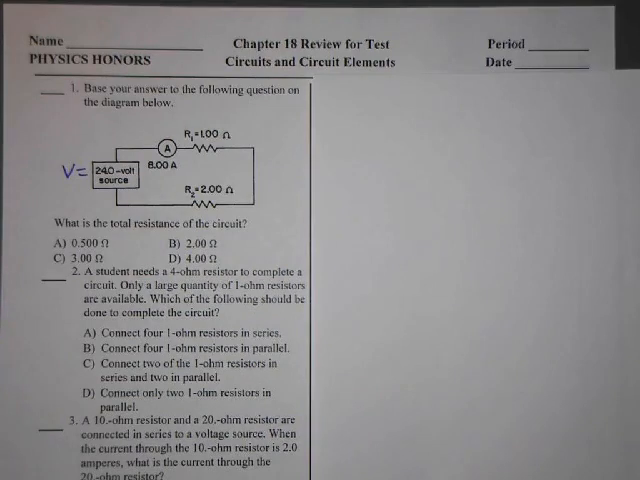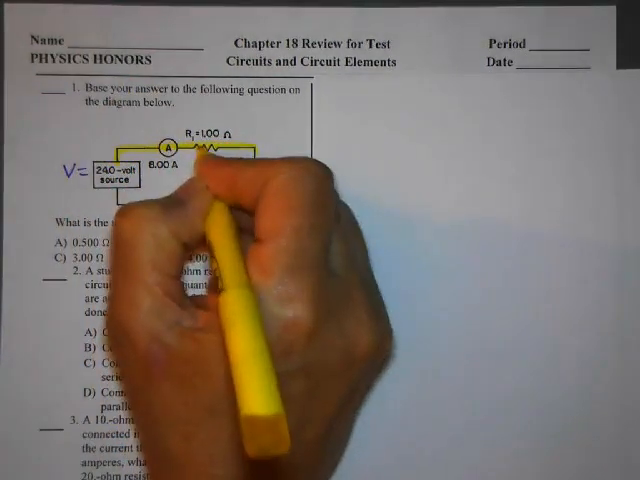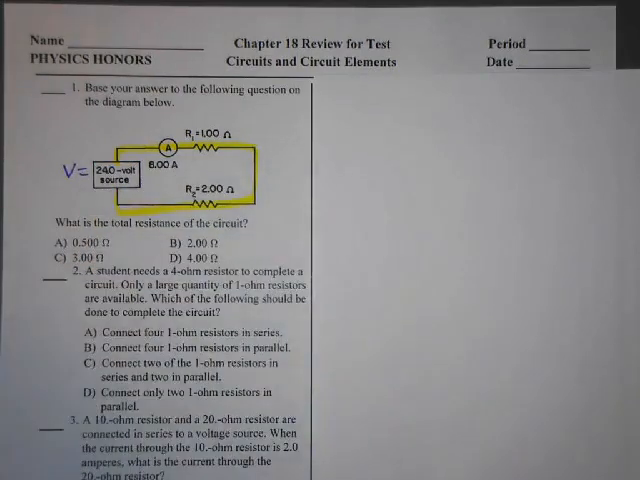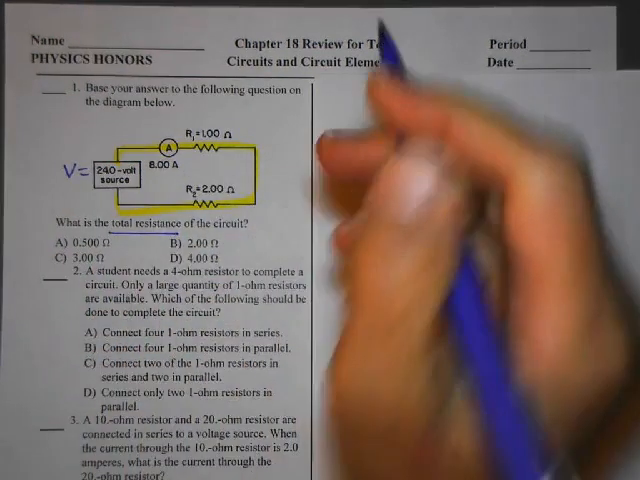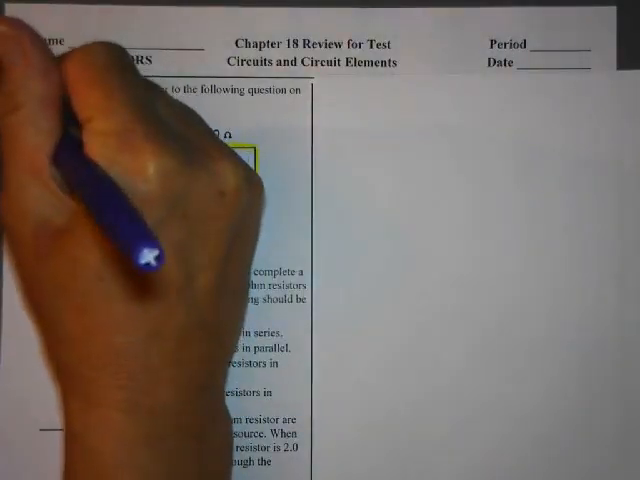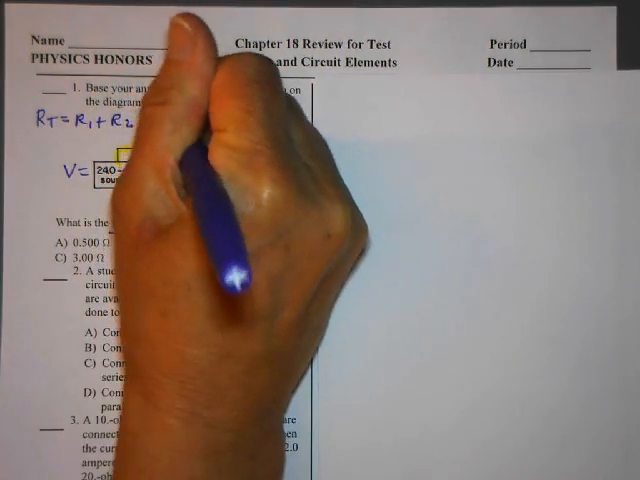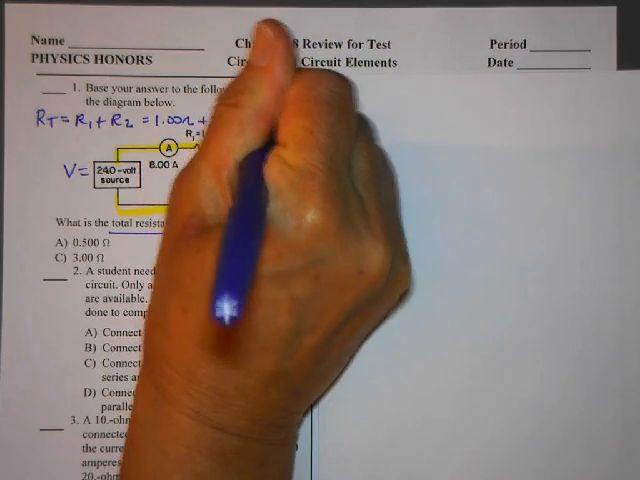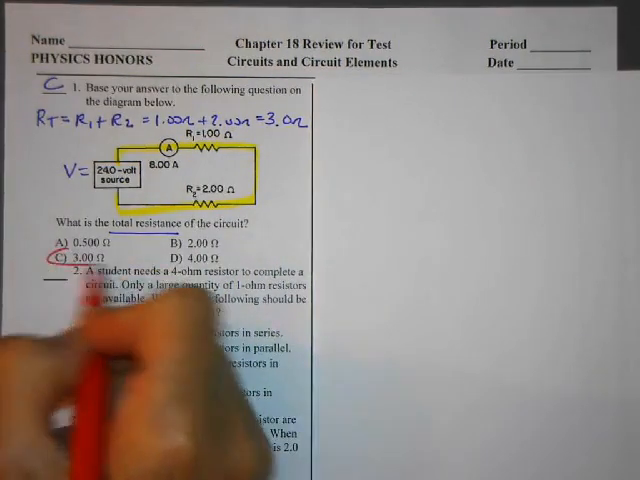So first of all, the first question I'm going to ask myself is, what type of circuit is this? So this is a series circuit, and I know because the same current that's going through this resistor is going through this resistor. So for number 1, again, there's only one path for the current to flow. It says, what is the total resistance? So in series, we add up. So RT is equal to R1 plus R2, which is 1 ohm plus 2 ohms, which is 3 ohms. So I can do that one in my head. So the answer is going to be C, which is 3 ohms.